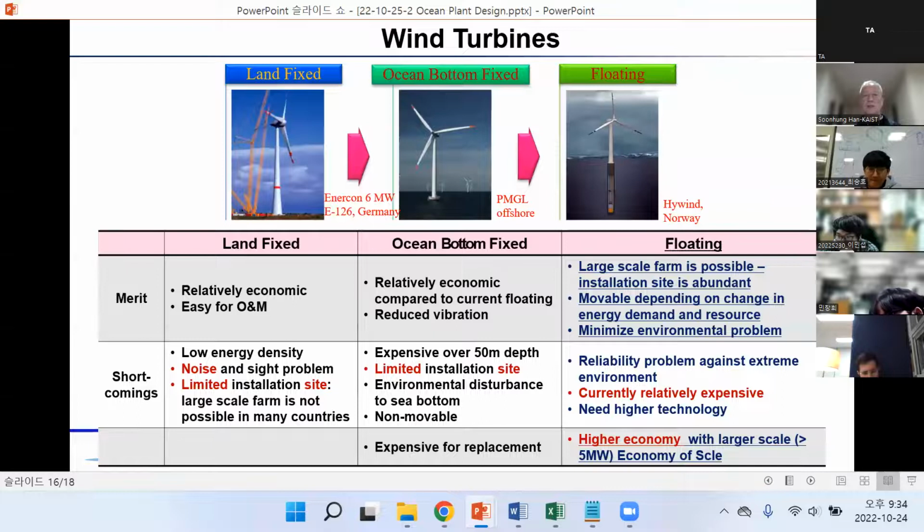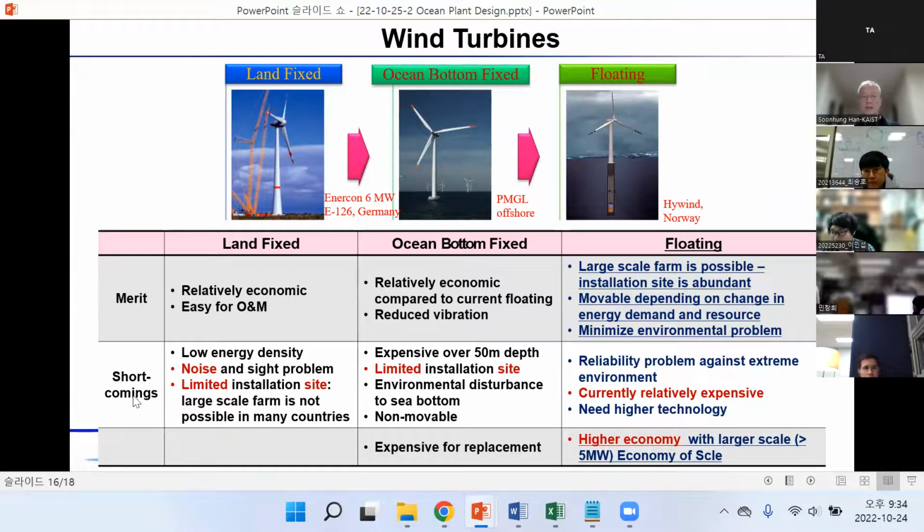And this is the wind turbine system we already saw another time. It is moving from land-based, land-fixed systems to ocean-bottom fixed systems, and now we are moving toward the floating type. And you see also that the size is increasing, toward more and more bigger sizes of floating type.